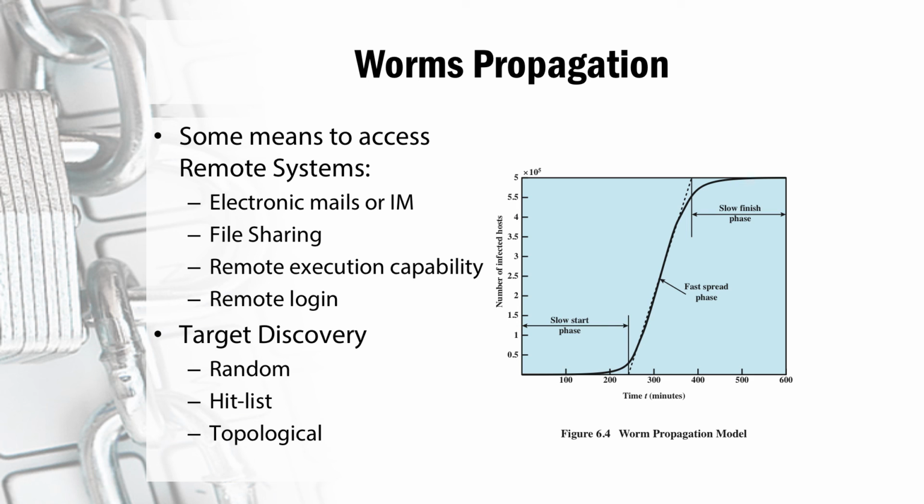Depending on the worm model and the way it is programmed, it might target specific victims, or it might propagate at random. If it targets specific victims, it may have what is called a hit list, where it might follow specific features of the network where it is being propagated.